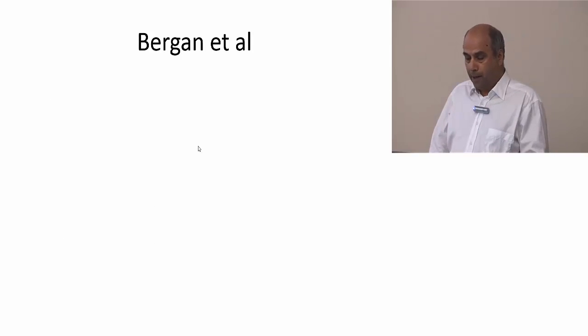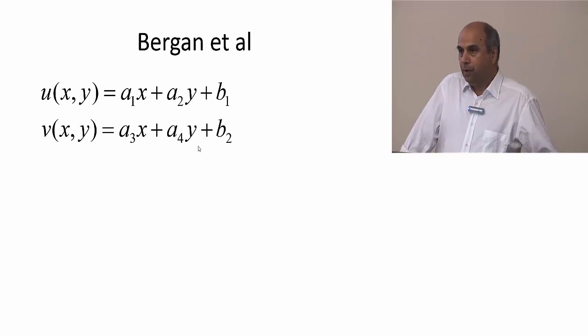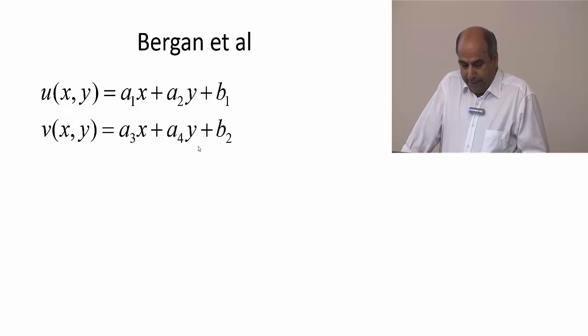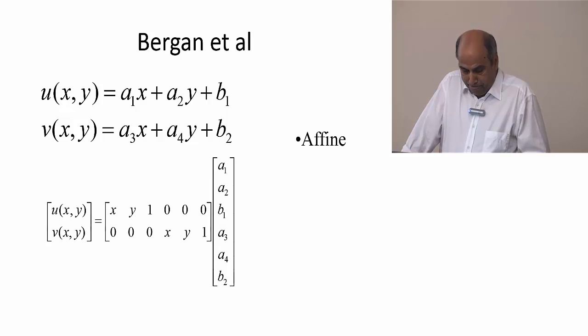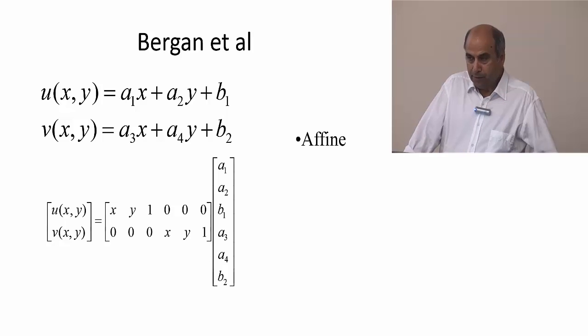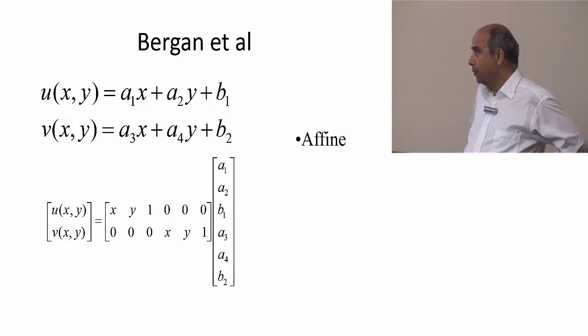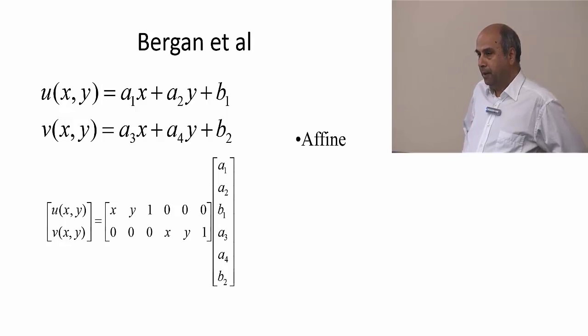Okay, so we will discuss this particular method from Bergen and others, and that method will use this representation that we can take these two equations and write them down like this. So we have a vector on the left, which is a 2 by 1 vector, and then we have a matrix which we'll call X. It's a 2 by 6 matrix, and then we have a vector 6 by 1.